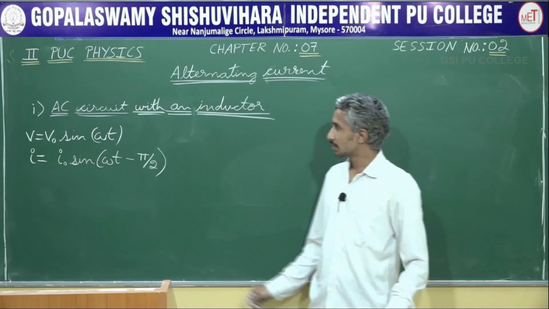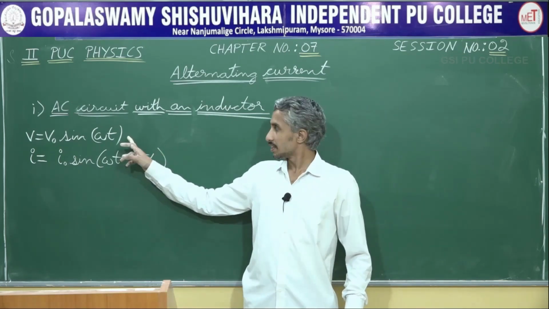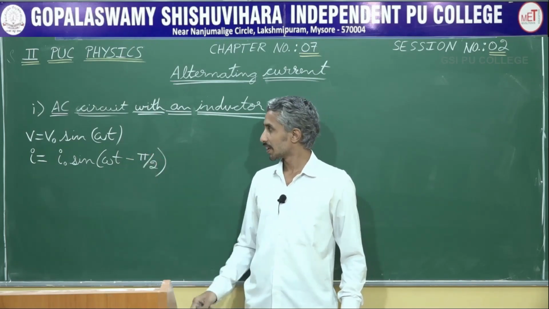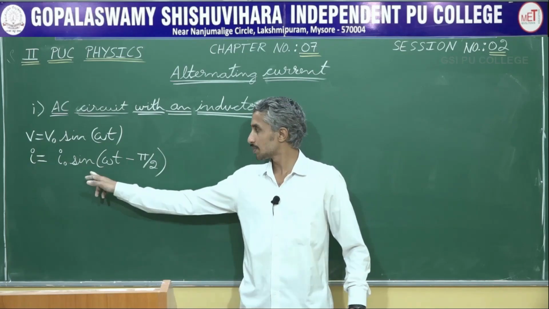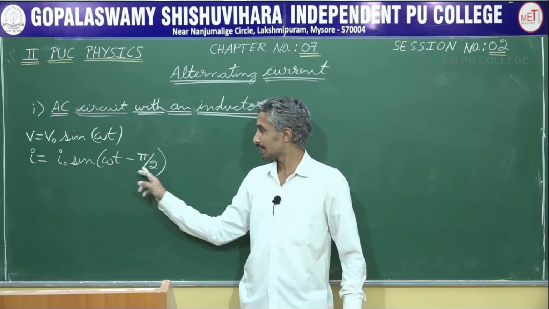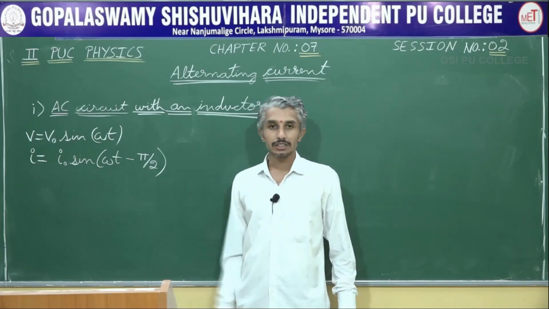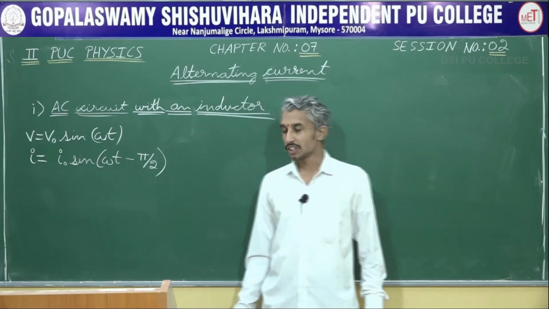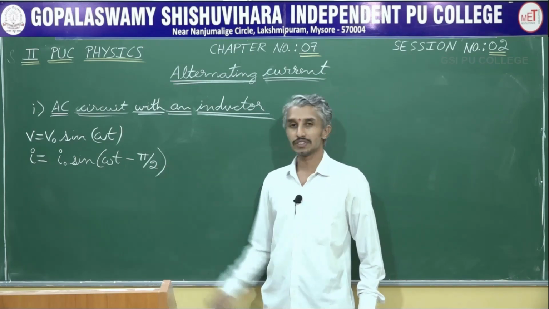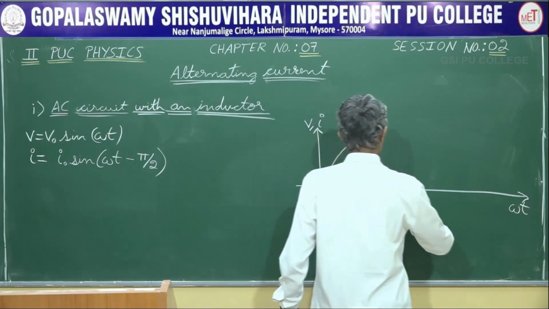Let us remember the AC voltage in an AC circuit containing an inductor is given by V is equal to V naught sin omega t, whereas the current in the same circuit is given by I naught into sin of omega t minus pi by 2, which means the current in the circuit lags the voltage by pi by 2 radians. So, how do I represent this graphically? The AC voltage is nothing but the sine wave.